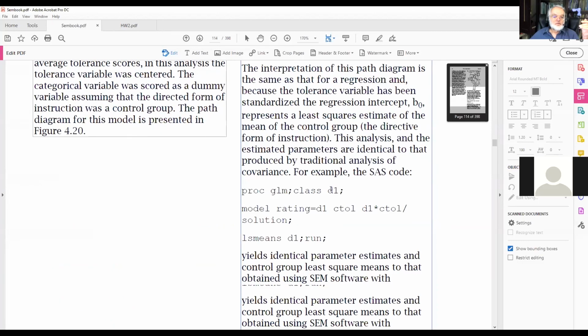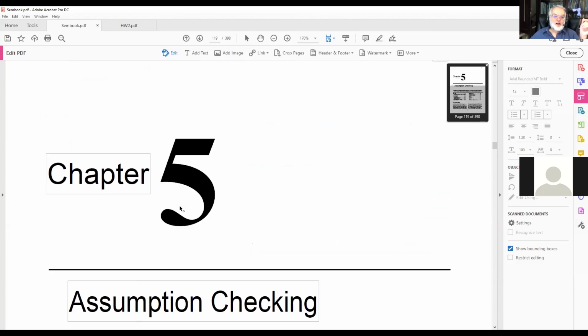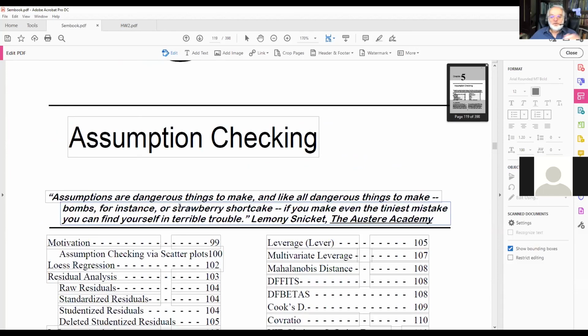And we'll wrap up with a summary of the major points that have gone on in this particular chapter. At that point, we'll get into assumption checking. And my reason for doing this is assumption checking is an important thing to do, just as it is for everything in structural modeling, just as it was for all of your regression and Anova classes.